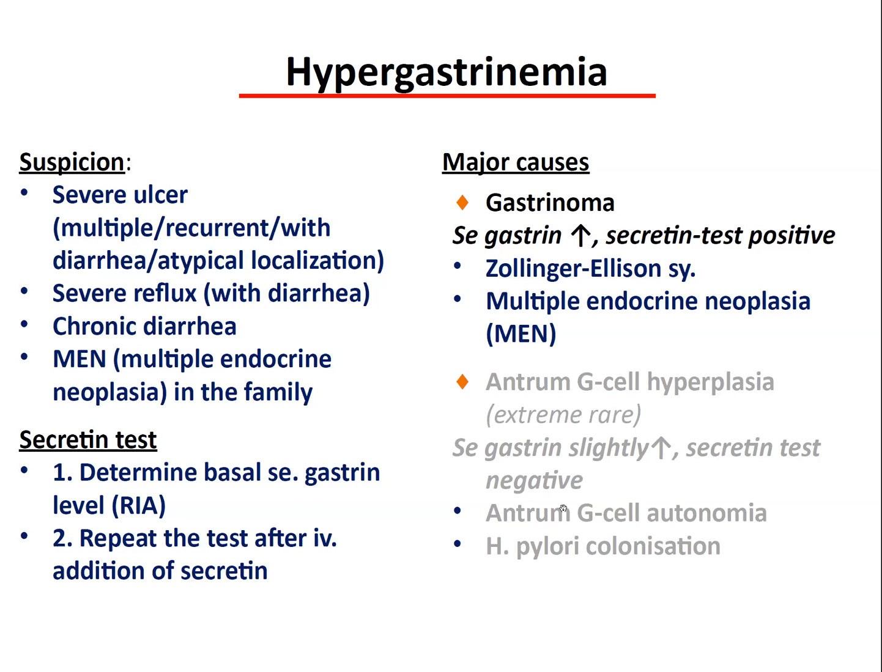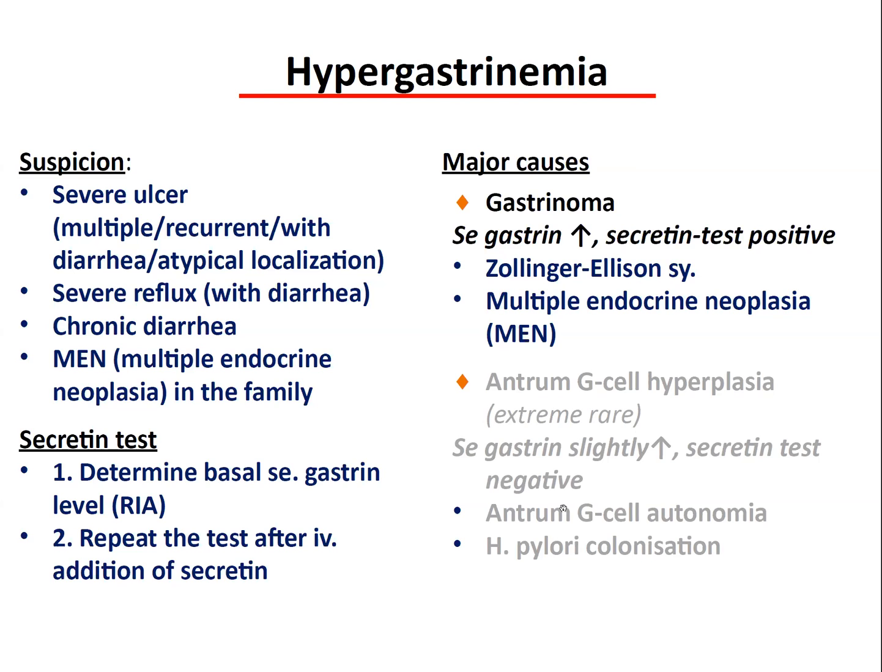What they test, they are measuring the secretin, usually the secretin test, giving secretin and measuring the gastrin production. How high is this one? But antrum G cell hyperplasia is a very rare one. You don't need to know about it. And serum gastrin level is a slightly higher one. And usually in this case, the secretin test is negative.